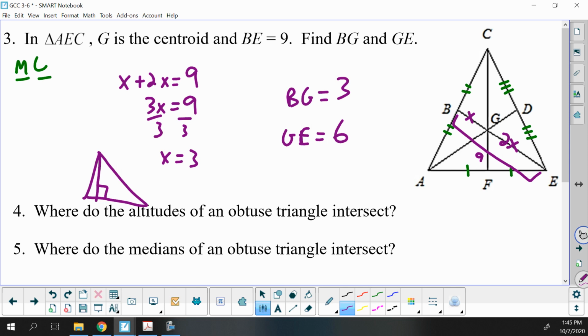Again, that's the orthocenter. So for the altitude, it'll be outside the triangle. But the ones that don't involve a right angle, the medians and the angle bisectors, they're always inside. So for the medians, even if it's obtuse, it ends up inside.